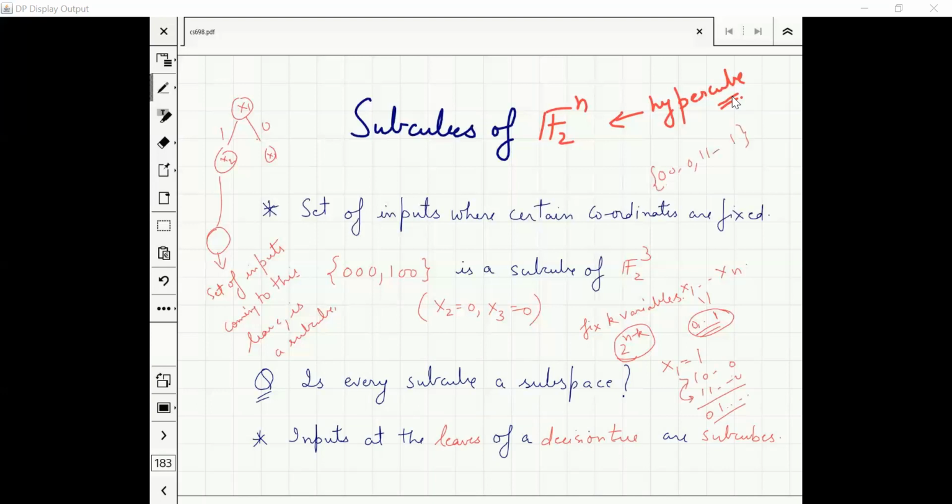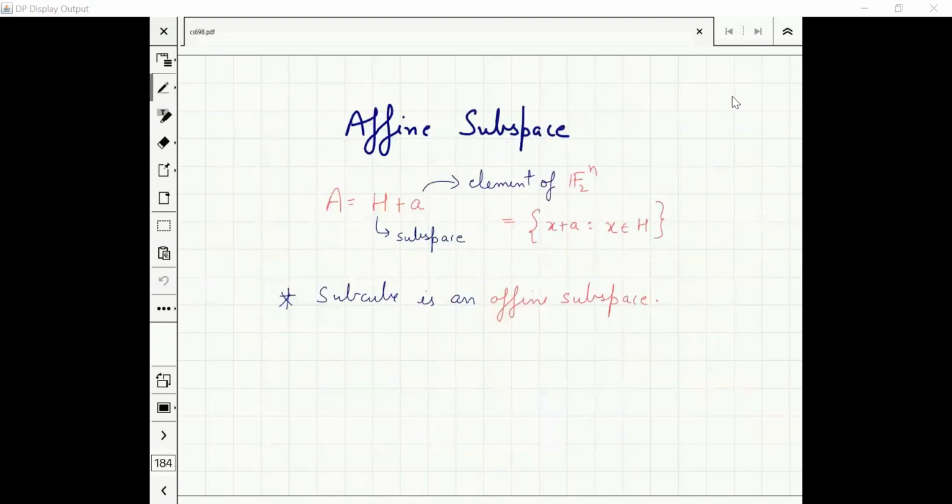This is a subspace spanned by the vector 1, 1, 1, 1, 1, 1, 1. It has two elements. It's a subspace. Is it a subcube? You can't set any subset of variables such that the only two elements you will get is this. This is not possible. Good. So there are two different concepts. A subcube is not a subspace, as we have seen, but it is something which is very, very close to a subspace.